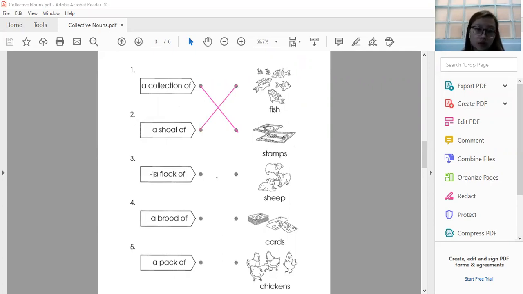Then the third one, we have a flock of. Flock is used with sheep. Again, more than one sheep. Then number 4, we have a brood of chickens. We have one chicken, two chickens, but if you have more than one or two chickens in a group, we call it a brood of chickens. Then the last one, a pack of cards. Okay, following up.